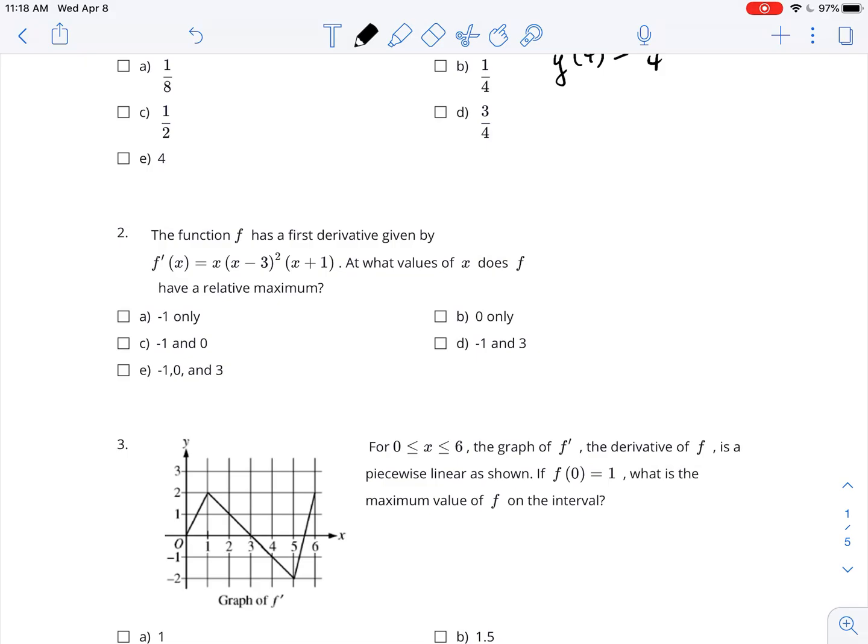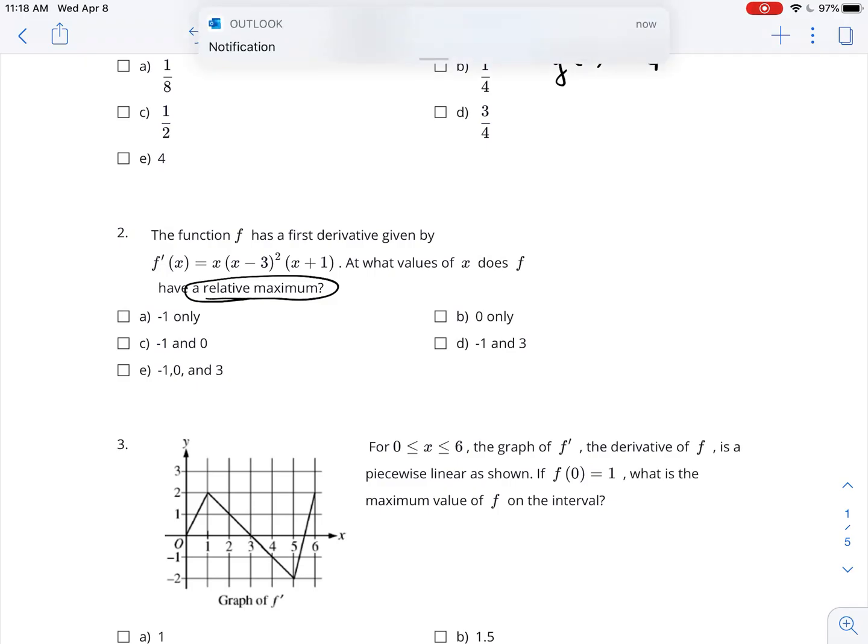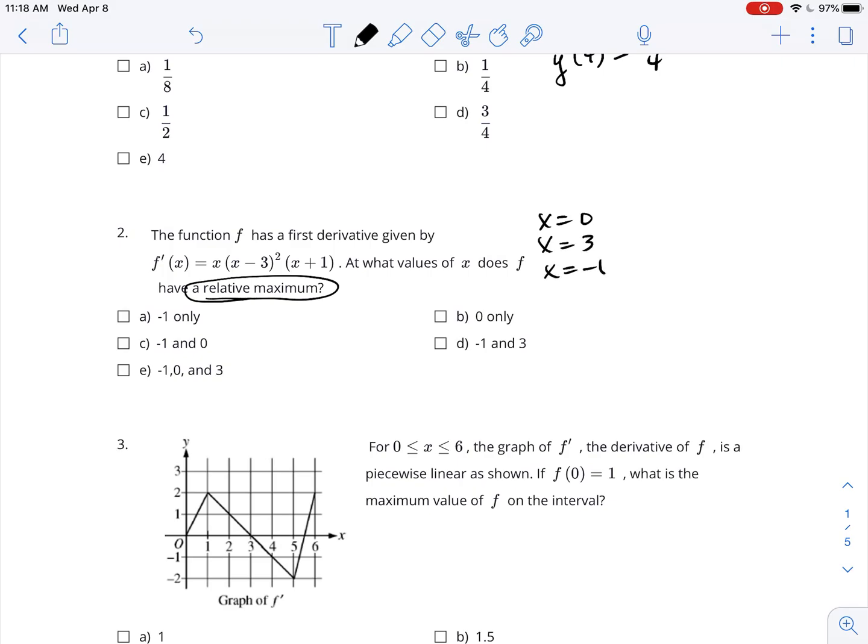Number 2, the function has a first derivative. At what value does it have a relative maximum? So the maximums and minimums occur where the derivative changes from positive to negative, negative to positive. For a maximum, it's going to change from positive to negative. So we need to find the zeros of the function.